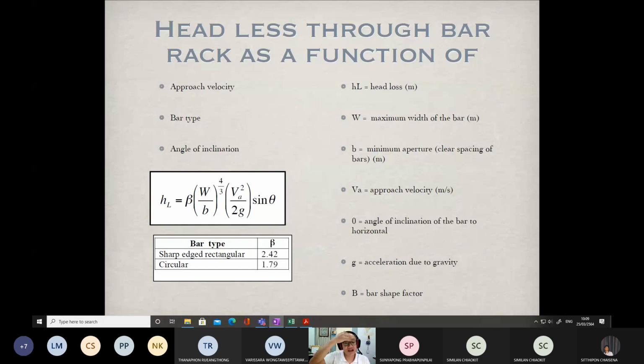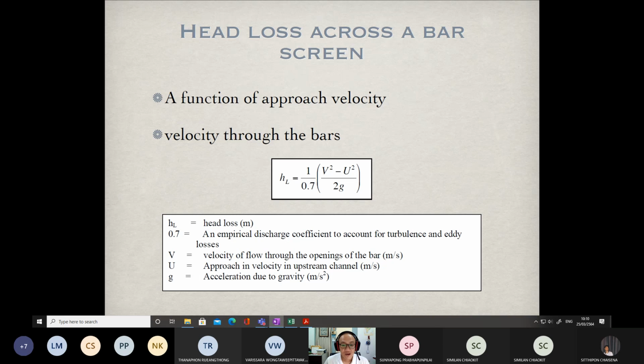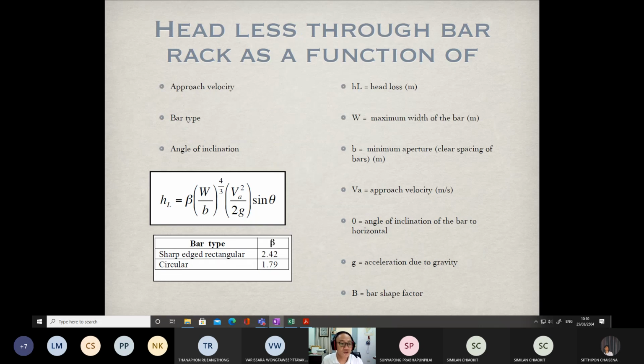Alternatively, for the head loss, other than the equation which we derived from Bernoulli's equation, you can also use these empirical formulas to determine the head loss. So the head loss is equal to beta. Beta is the shape factor. It depends on the bar type we use.